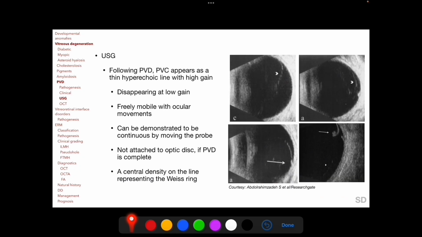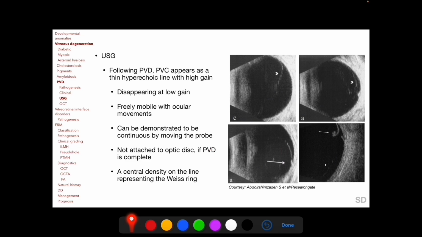Following posterior vitreous detachment, on ultrasound B scan, the detached posterior vitreous cortex appears as a thin hyperechoic line at high gain, which disappears at low gain, and this is in contrast to the imaging characteristic of retina, which remains visible in low gain. The detached posterior vitreous cortex is freely mobile with ocular movements and can be demonstrated to be continuous by moving the ultrasound probe across the anterior surface of the eye.